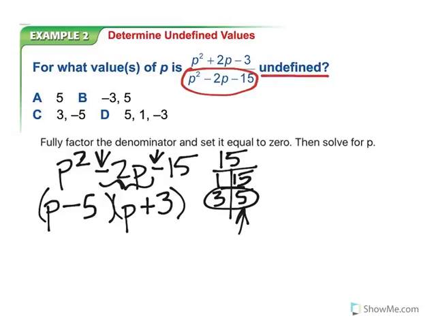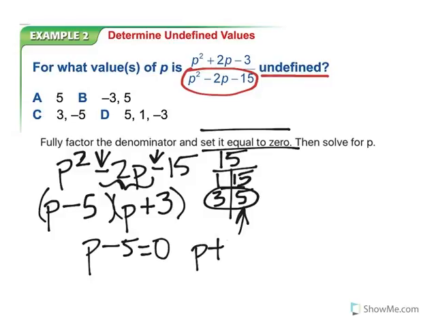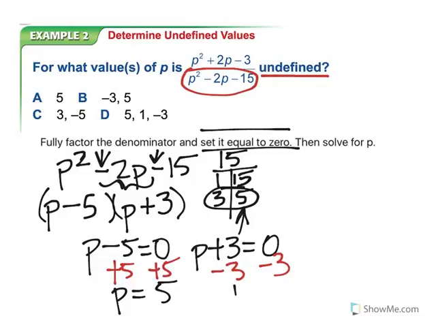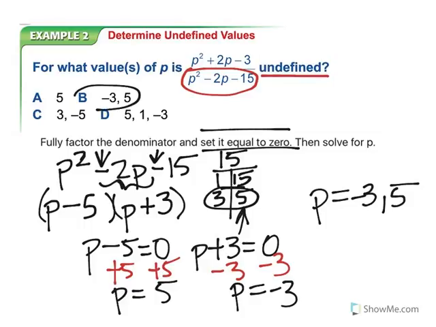Next step says we need to set it equal to 0. Set each factor equal to 0. So p minus 5 is equal to 0, and p plus 3 is equal to 0. If we add 5 on both sides, we get p is equal to 5, and if we subtract 3 on both sides, we get p is equal to -3. So that means this is undefined when p is equal to -3 and 5, and it looks like B is our answer.